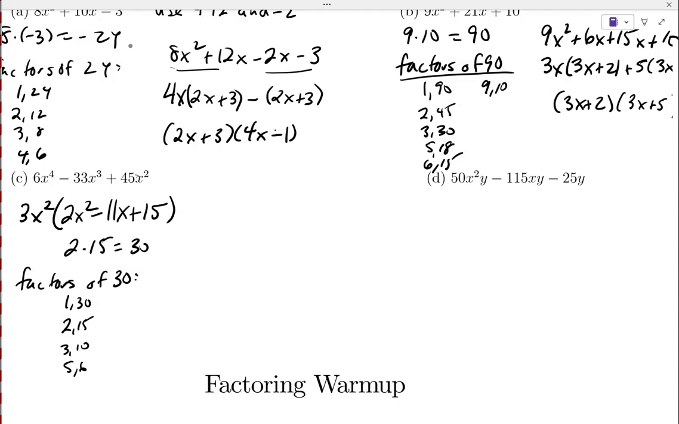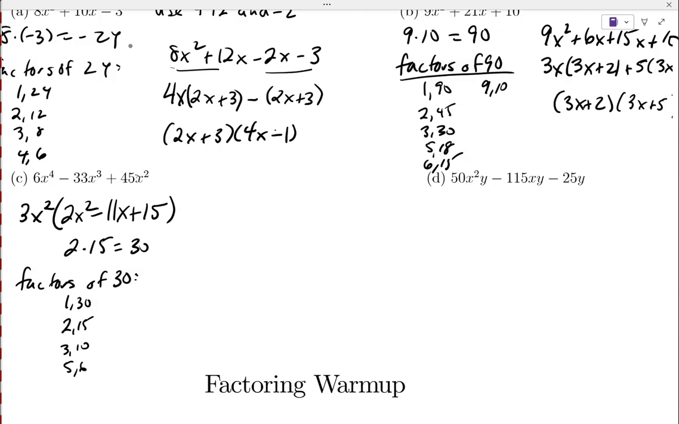Since we have a plus 15, that tells us that both of these are going to need to be the same sign. Since it's a minus 11x, they both need to be negative, right? So what do we need to use to get negative 11? Yeah, negative 5 and negative 6, right?